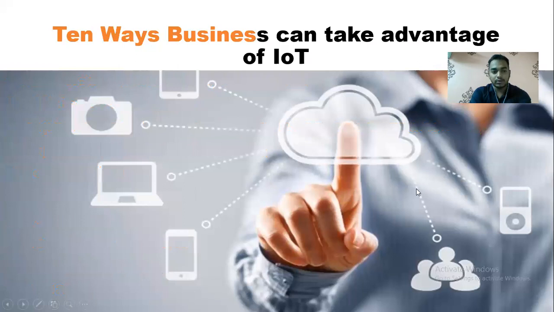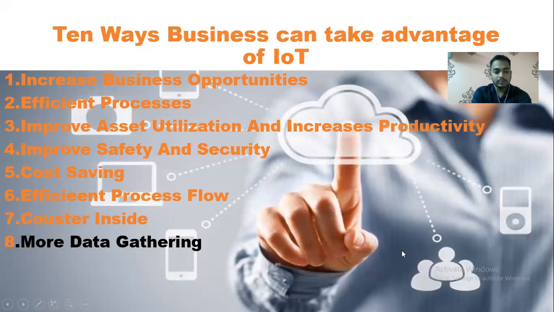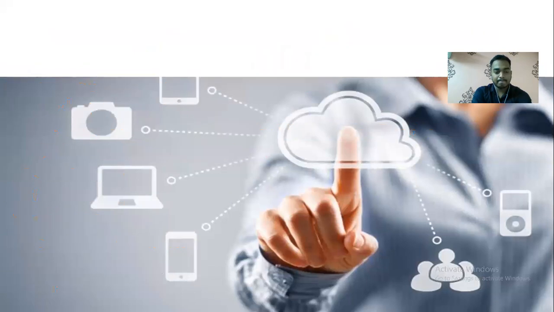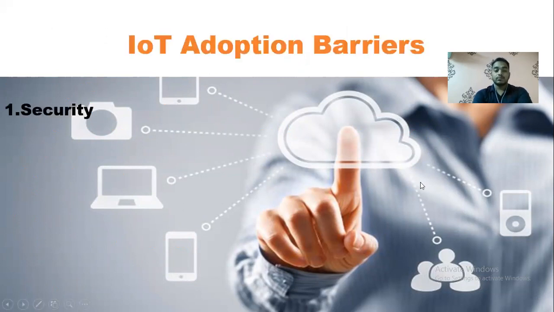So the next point is IoT adoption barriers. The first barrier is the security barrier. I told you about security in the advantages. Then you will ask, how can security be a barrier?